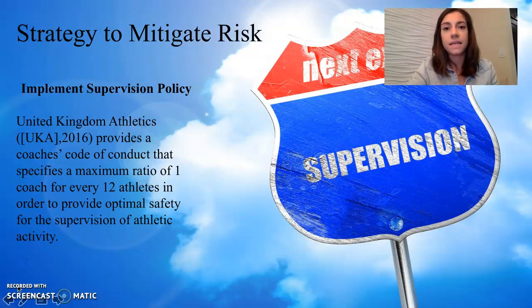A strategy to mitigate this particular risk would be to implement a supervision policy. So the United Kingdom Athletics provides a coach's code of conduct that specifies a maximum ratio of 1 coach for every 12 athletes in order to provide optimal safety for the supervision of athletic activity. If Levittown had used this code of conduct, they would actually have violated it because they had 25 athletes for 2 coaches. So they would have been 1 athlete over the given maximum ratio.